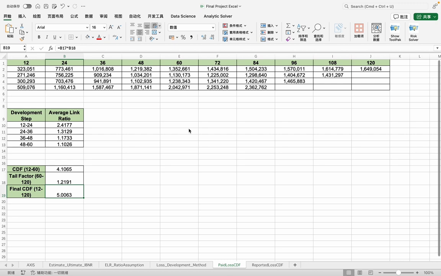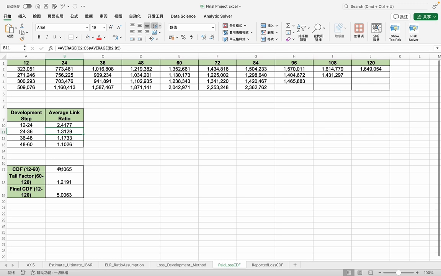history. For each development step, such as 12 to 24 months, I calculated the link ratios using the formula here. The link ratio equals the loss at later month over the loss at earlier month. I then average these ratios across the selected years to estimate development patterns.